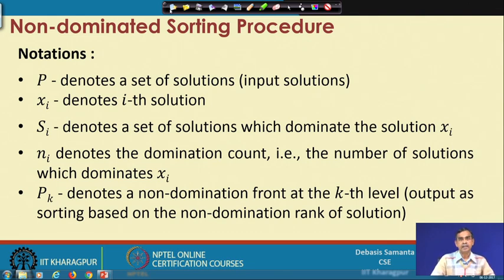We denote Si as a set of solutions, basically a subset of P, which contains all the solutions which dominate the solution xi. Ni denotes the domination count. It defines the number of solutions which dominate xi. We also use another notation, Pk, which denotes the non-domination front at the kth level. We can explain all this terminology with an example so that we can understand the concept.